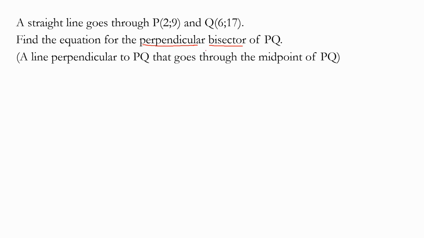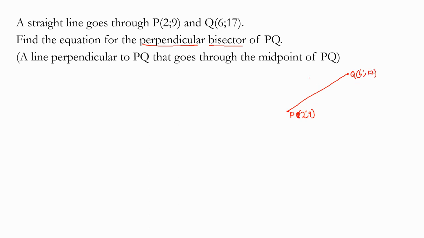Sometimes when given a question like this, I just prefer drawing sketches or diagrams so that I can have a picture of what is happening. So we have our line PQ. This is P, and the coordinates of P are 2 and 9. And then Q, and the coordinates are 6 and 17.